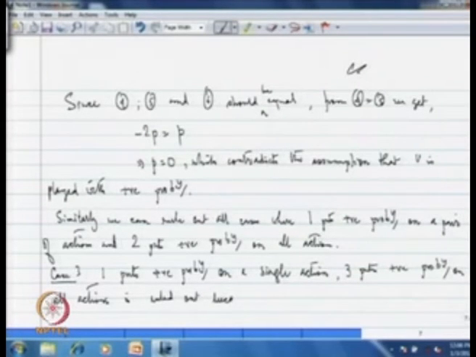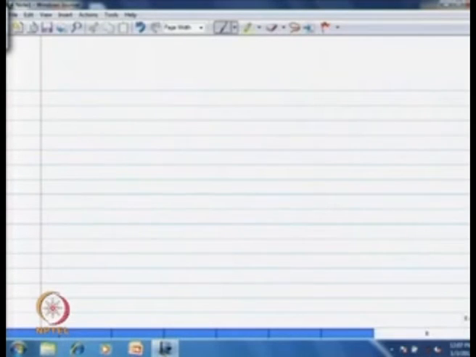because if one chooses a single action, two has a unique best response, right? So, all these cases are ruled out.